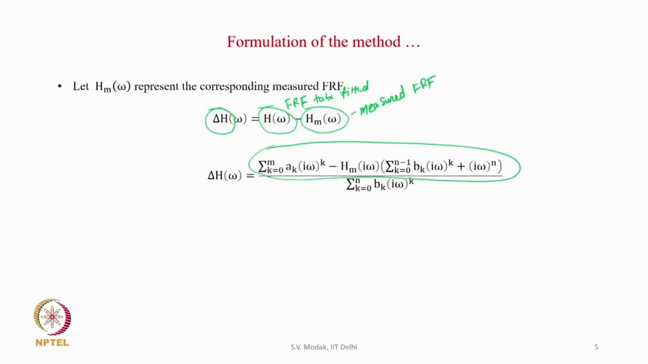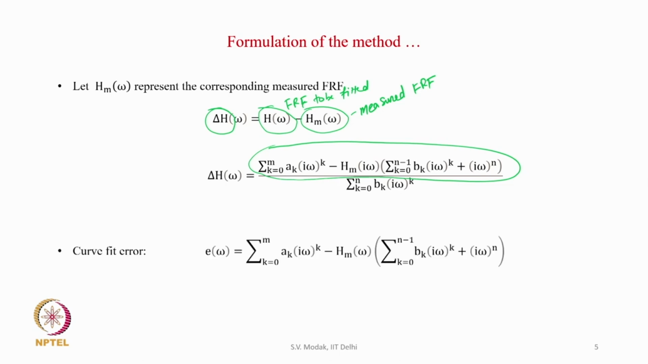So, you can see this is the numerator of the delta H. Okay. So, if this becomes 0, then delta H would be 0 and the curve fit would be perfect, and that is why we define the curve fit error as the error E of omega, which is nothing but the numerator of the delta H expression, correct. So, this defines the error at a frequency omega between the FRF expression we want to fit and the measured FRF.